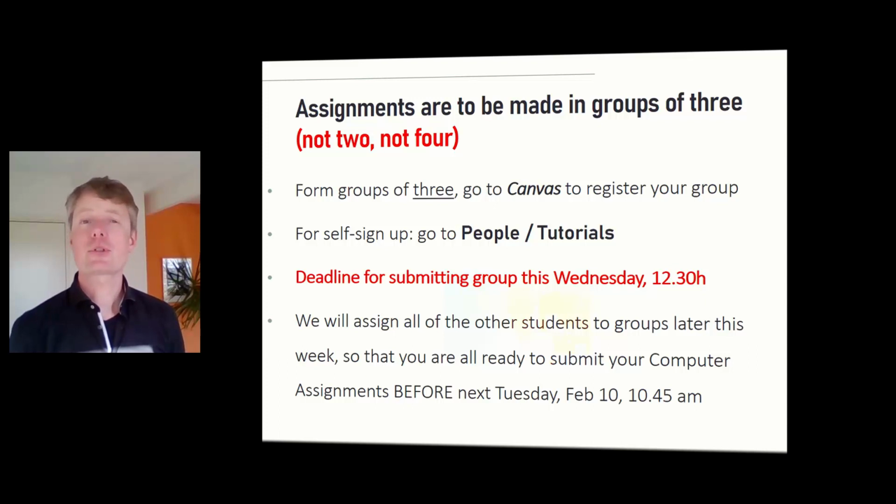You can self-sign up on Canvas. You go to people and then to tutorials, and then you can make your group of 3. The deadline for submitting the groups is after Wednesday's interactive session. So that session is over by 12:30. So by that time we'll see who has self-enrolled in a tutorial group.